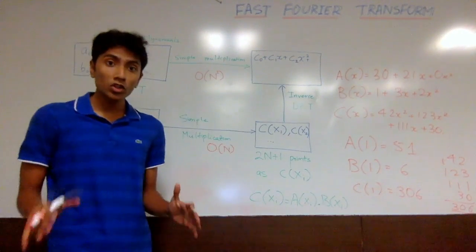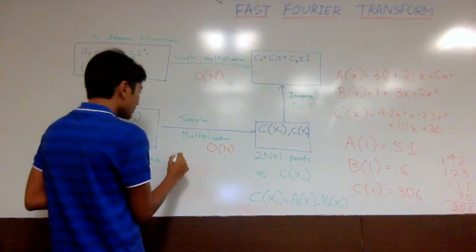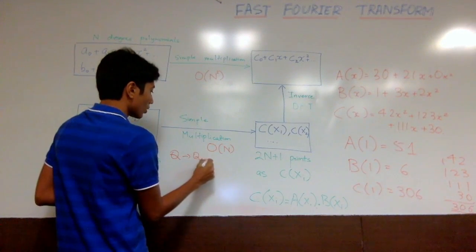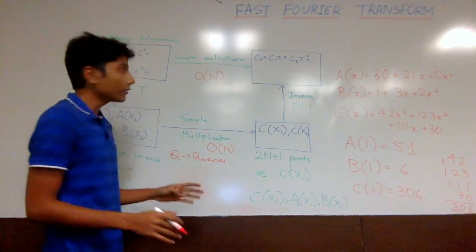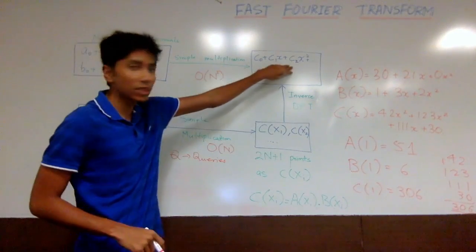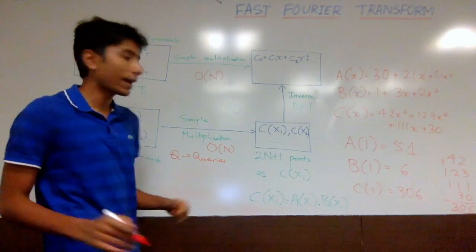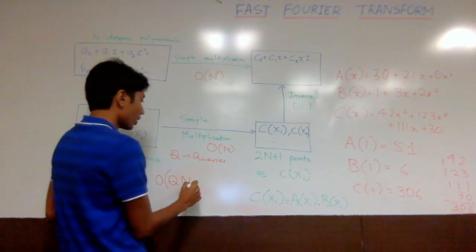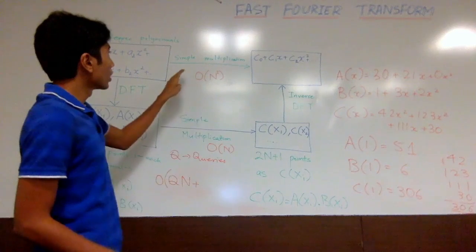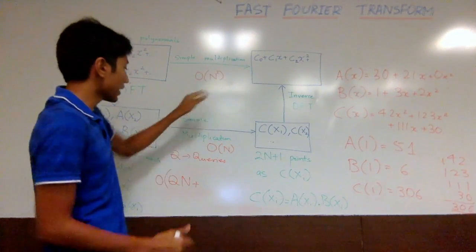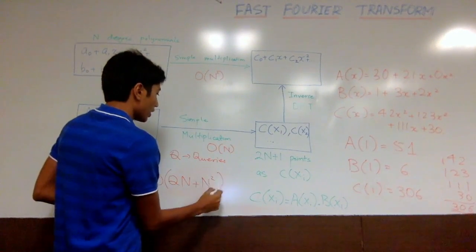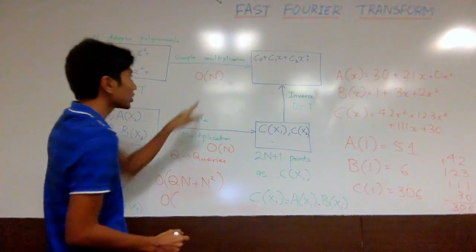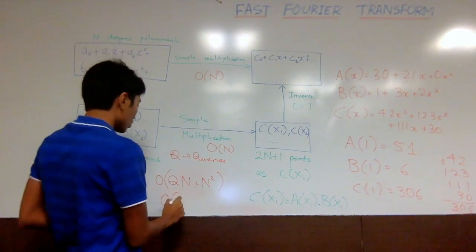So if you remember the original question, we had q queries. And for each query, using Horner's rule, if we have this evaluated, we need order n time. So that would be Qn total time plus whatever we need to actually evaluate this. So that is n square. Now for each query we'll still need order n time, so there's no improvement there.